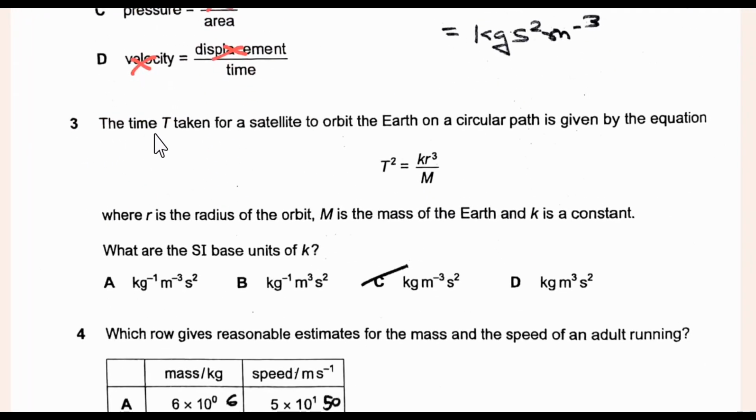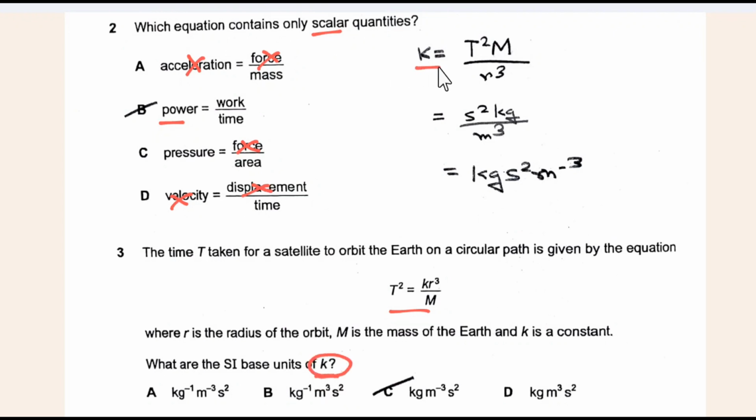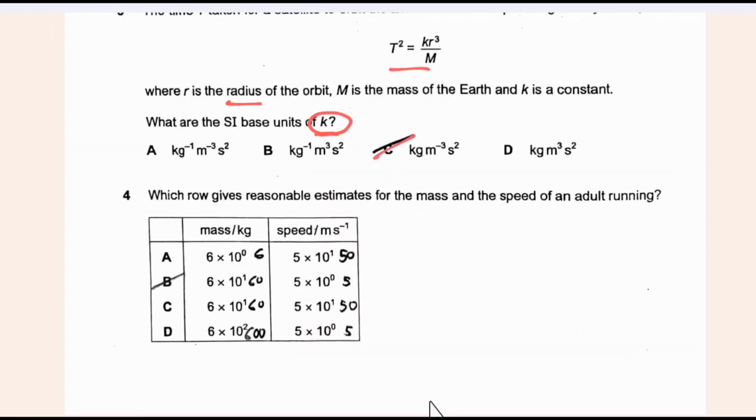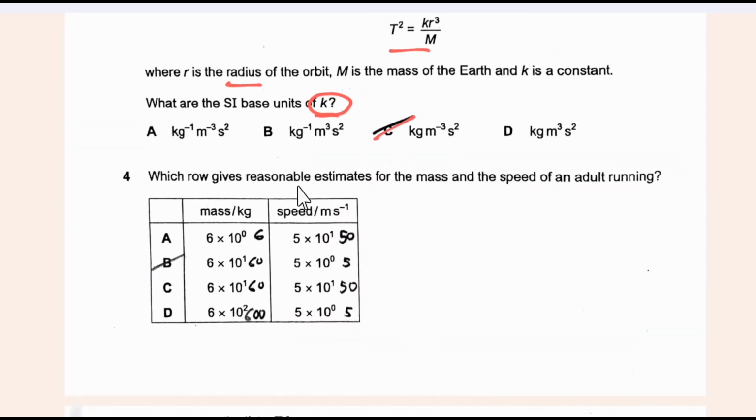In question number 3, the time taken for a satellite to orbit the earth. This is the equation we have been given. Then what is the SI unit of k? So we need to find the SI unit of k. We rearrange the equation and make k the subject of the formula. Then the SI unit of t is second, mass is kg, and r, what is r? r is the radius, that means it is a distance, so its SI unit is meter. After substituting the values we get this equation, and this is similar to kg second square per meter cube, so C.